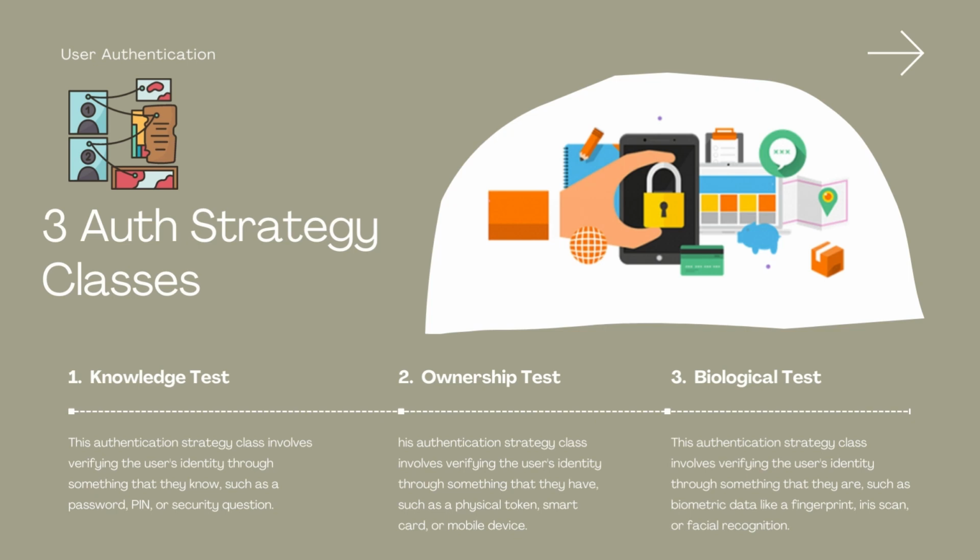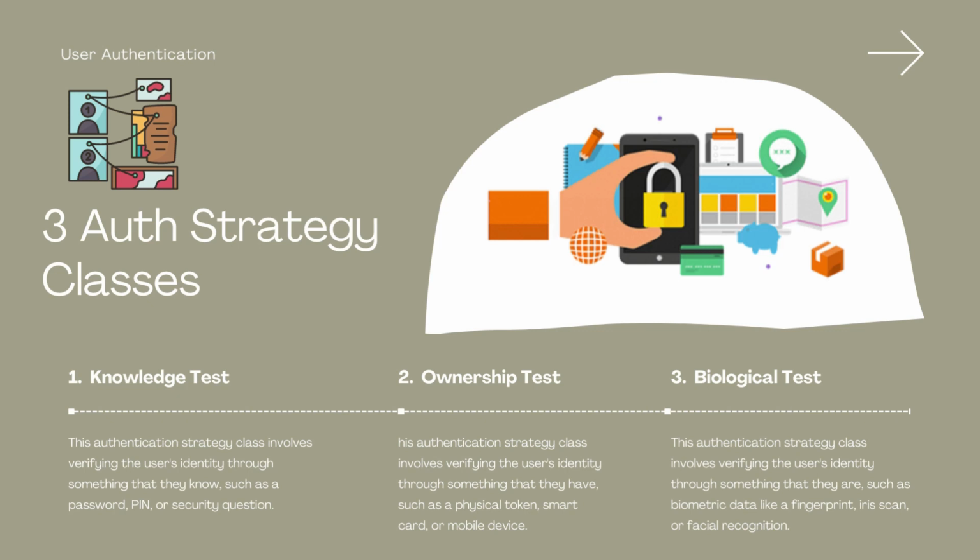The next one is something you have, or the ownership test, which deals with physical tokens or smart cards. Basically, if you don't have your physical token or your smart card, you're going to face issues logging into the system. The third one is something you are, or the biological test. This authentication strategy involves verifying the user identity through something that they are, such as biometric fingerprints, eye scan, or facial recognition.